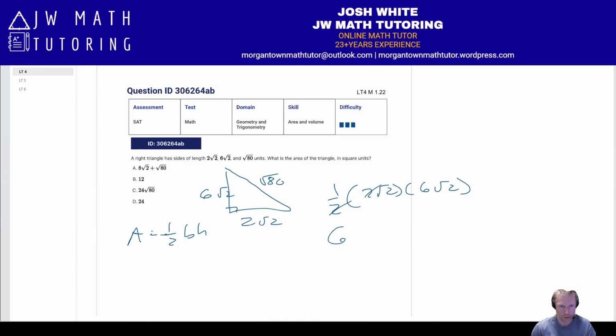That'll cancel. We get a 6. Root 2 times root 2 is just root 4, but root 4 is just equal to 2. So the correct answer for this one is going to be B, 12.